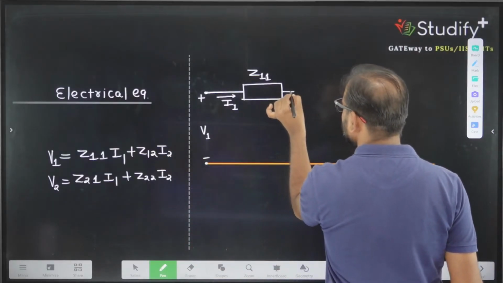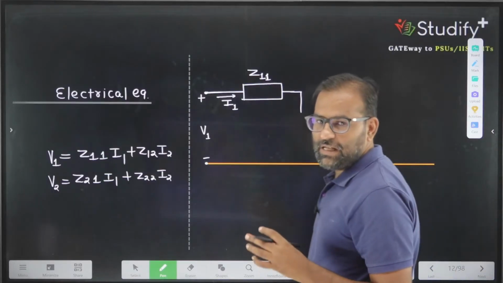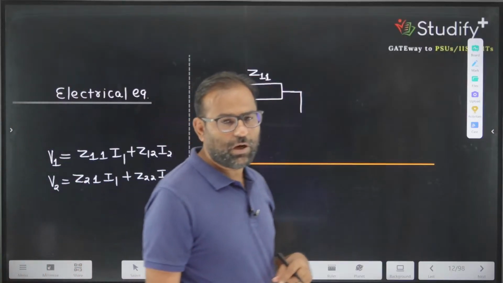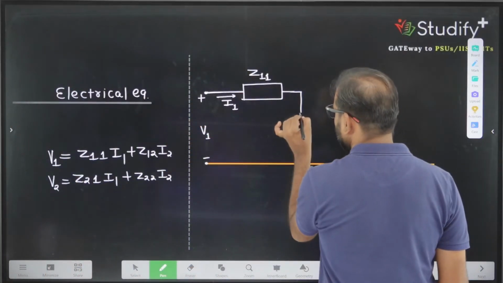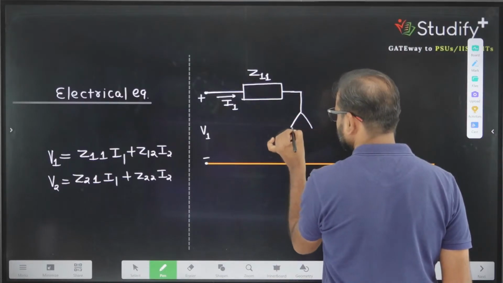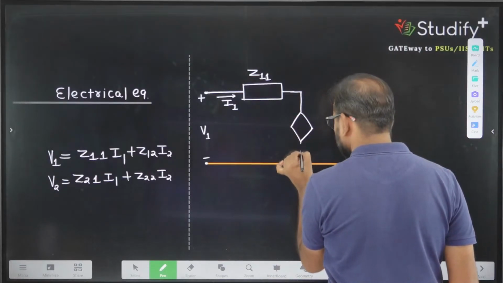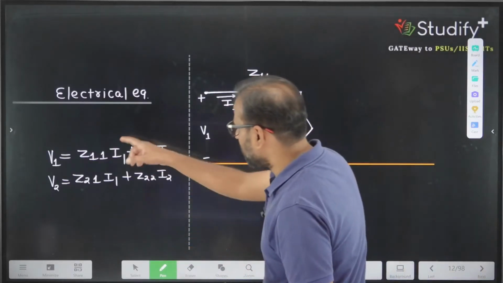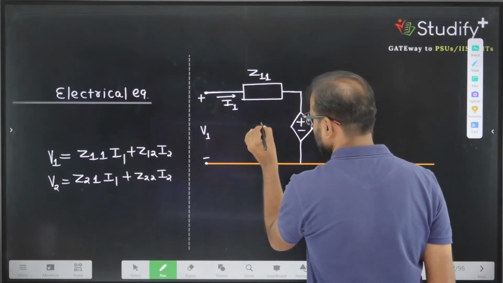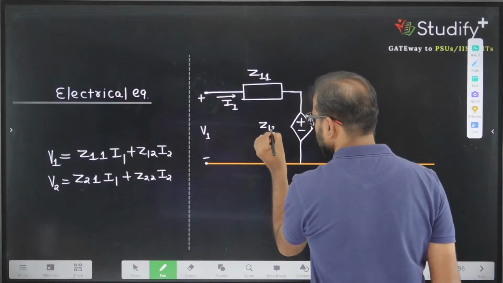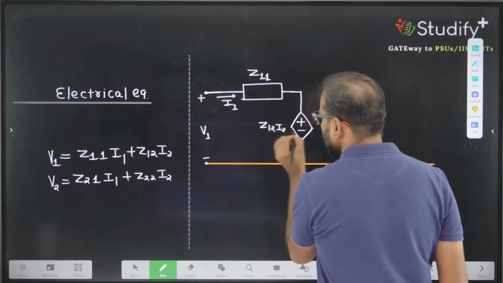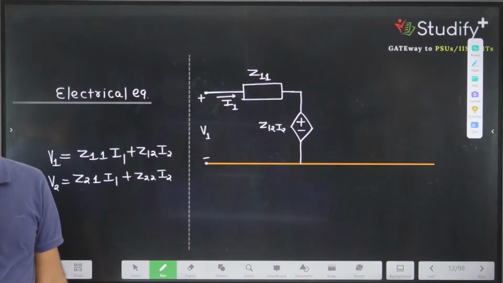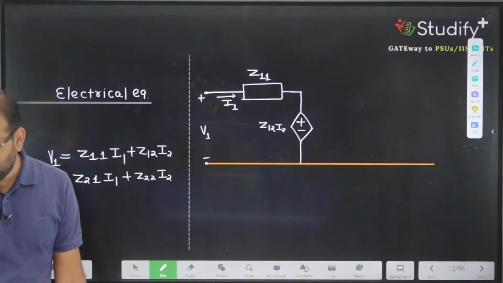But I2 current is not available here. I2 current is the current of the second port, the output port. So we have to use one dependent source here. And what will this value be? This value will be plus minus of Z12 into I2. So this is the implementation. Port 1 is the implementation of our first equation.